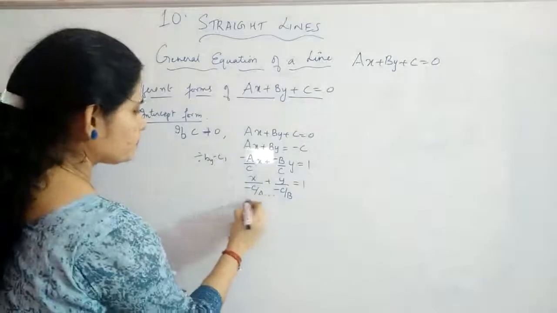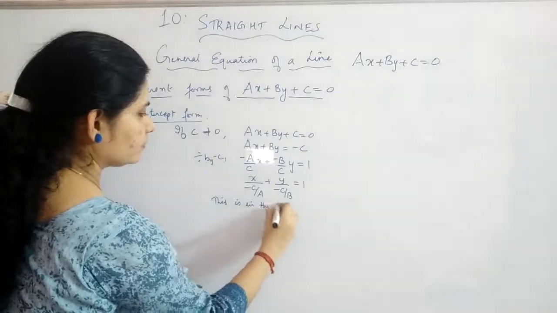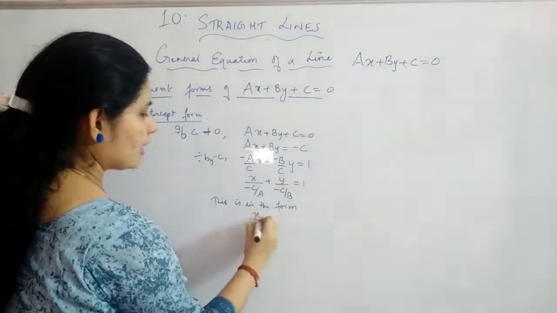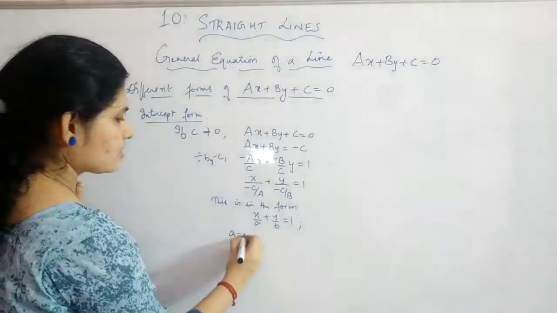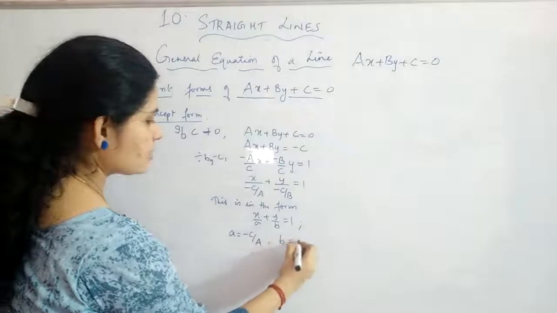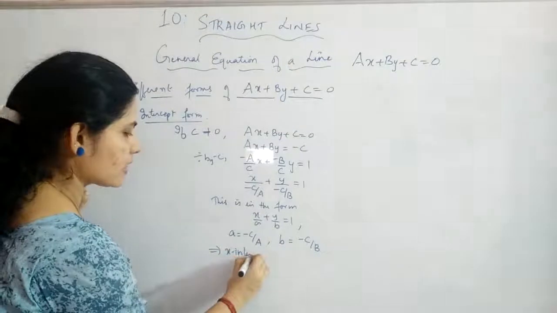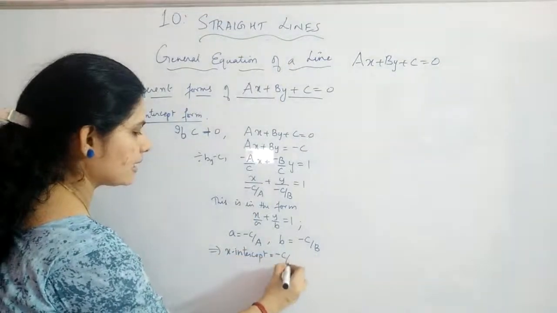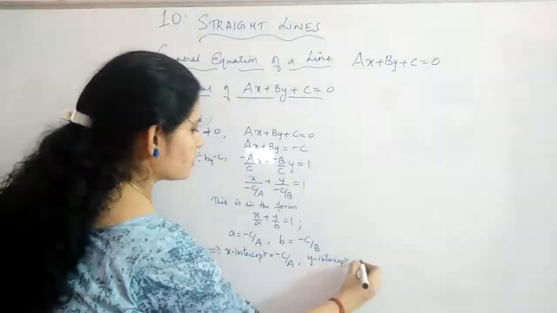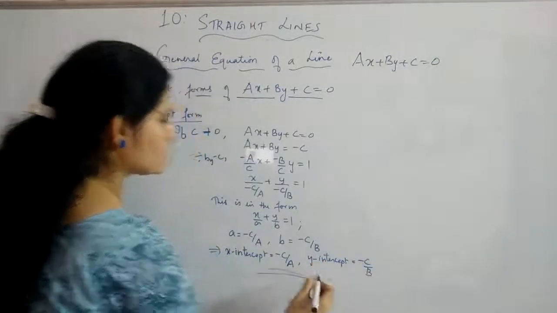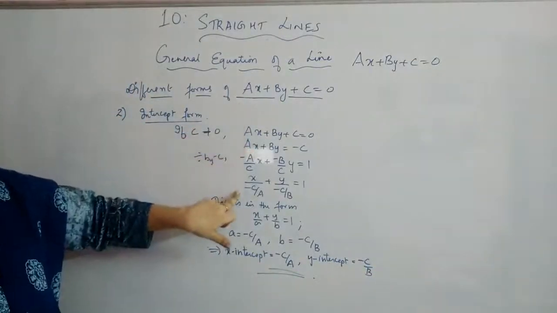So this is in the form x by a plus y by b equal to 1, where a is equal to minus c by a, b is equal to minus c by b. That is, what is a? The x intercept. X intercept is equal to minus c by a, and y intercept is minus c by b. So this is the reduced form of ax plus by plus c equal to 0 in the intercept form. Okay.